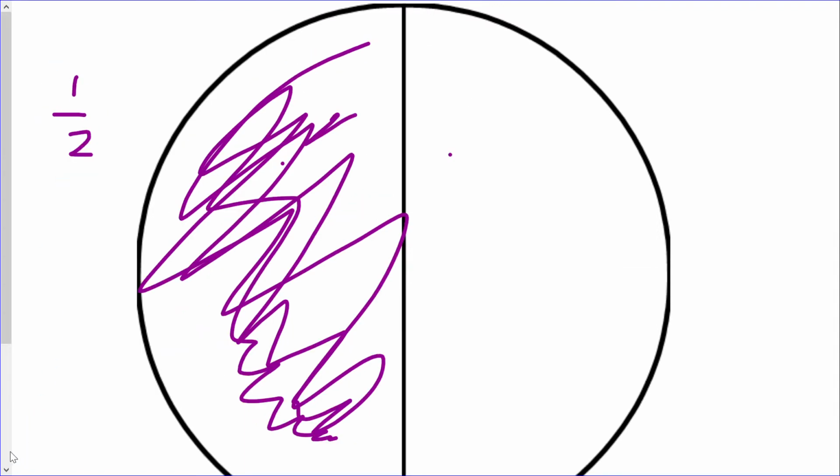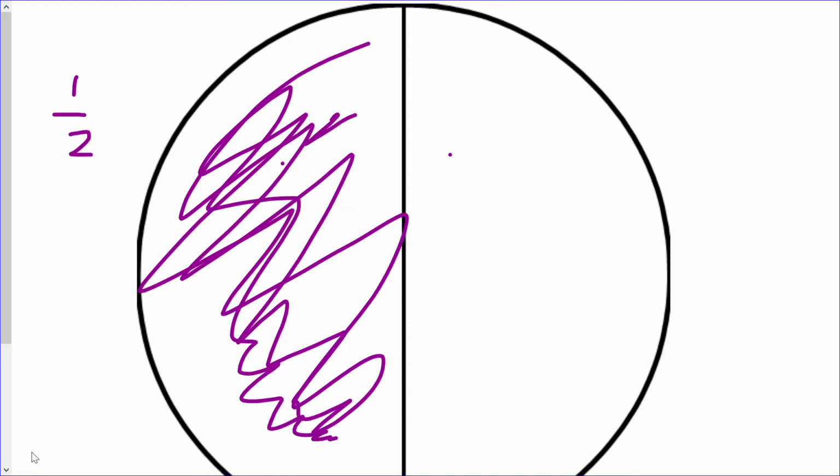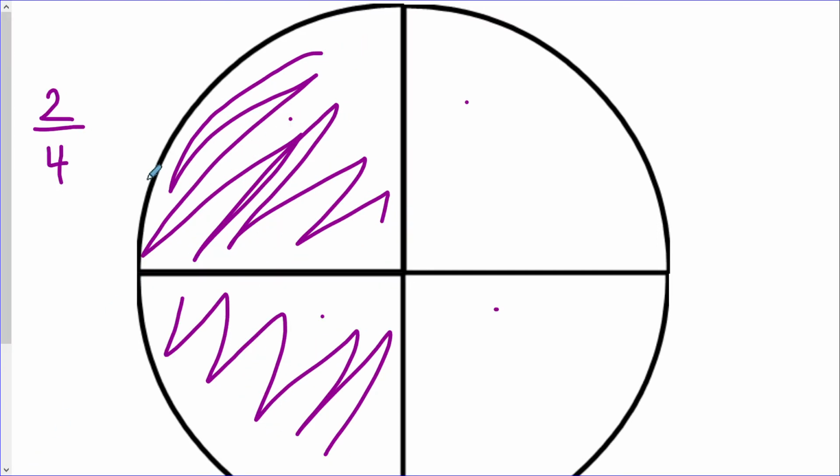That looks familiar. Does that look familiar to you? Does it look like the same size? It's because it is, right? So 2/4 is actually the same as 1/2. There's another equivalent fraction for you.